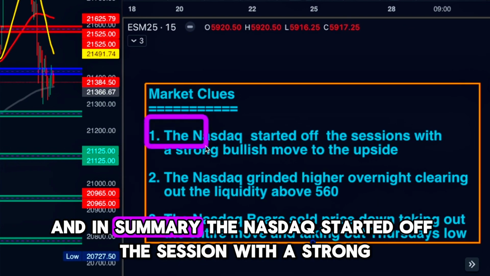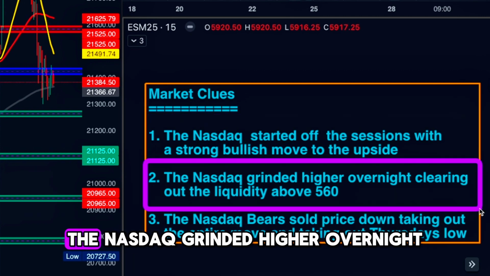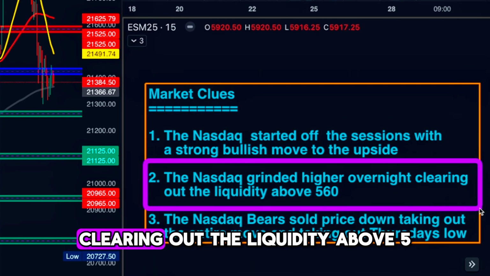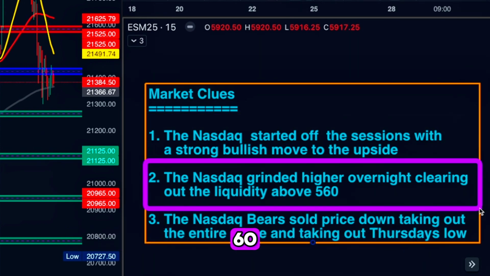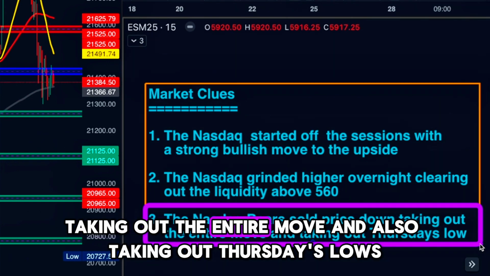And in summary, the Nasdaq started off the session with a strong bullish move to the upside. The Nasdaq grinded higher overnight, clearing out the liquidity above 560. And finally, the Nasdaq bears sold price down, taking out the entire move and also taking out Thursday's lows.